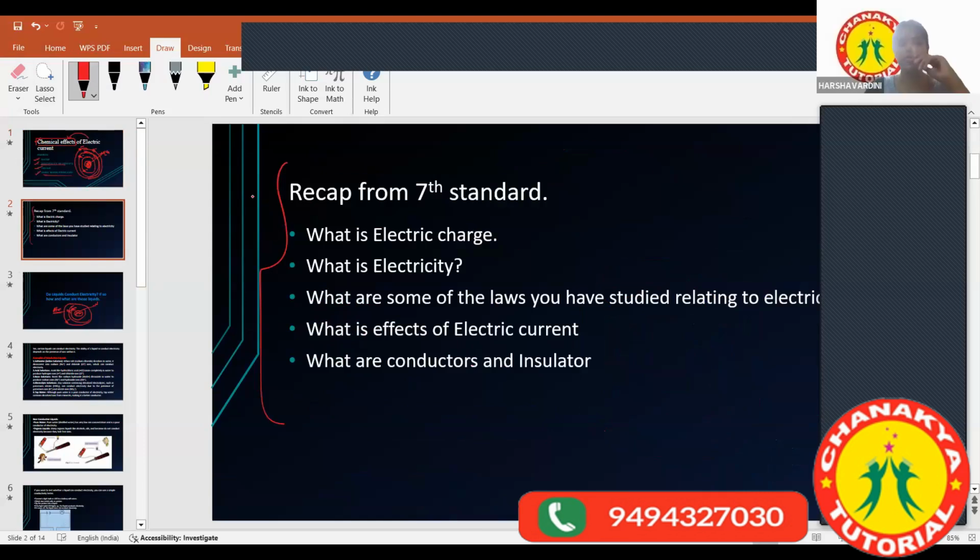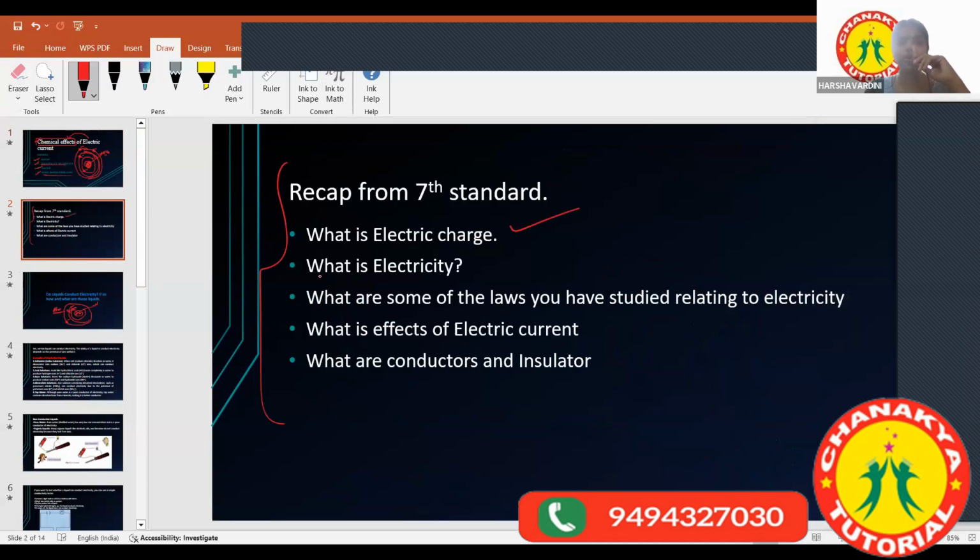Whatever I wanted to ask, I think I have asked. So you can have a look. What is an electric charge? You answered. What is electricity? We answered. Then you can answer this question. What are some laws that you have studied relating to electricity in your older classes, like 7th standard?